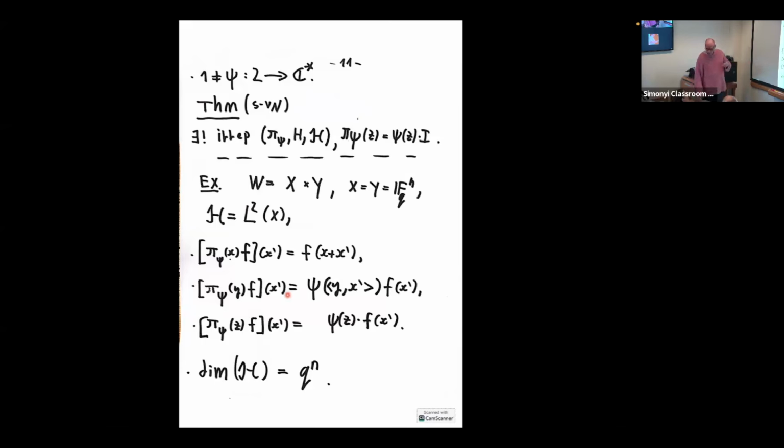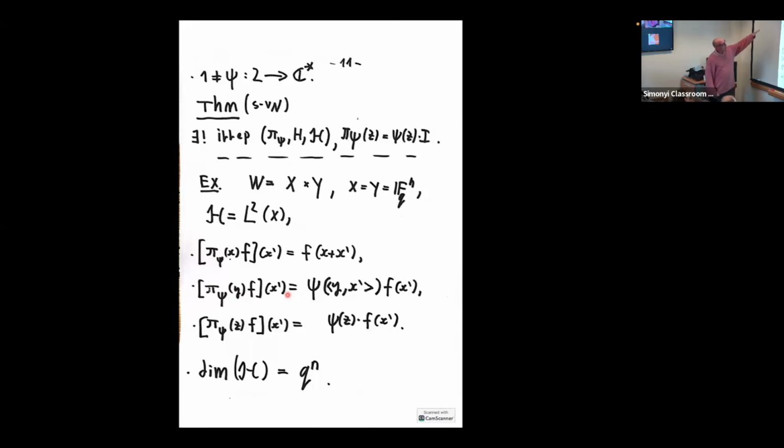The data you need to classify them is an exponential or additive character on Fq, on the center of Heisenberg, just a homomorphism to C star. You take a non-trivial one like this, and then there exists a unique irreducible representation, denoted by pi psi, of the Heisenberg group on a complex vector space, characterized by the property that the center, which should act by scalar because it commutes with everything in an irreducible representation, acts by multiplication by this scalar, psi of z.